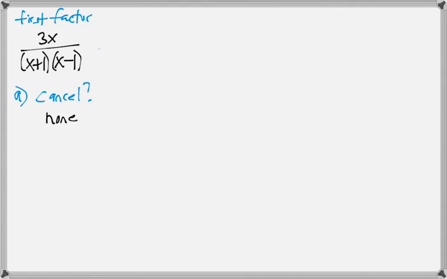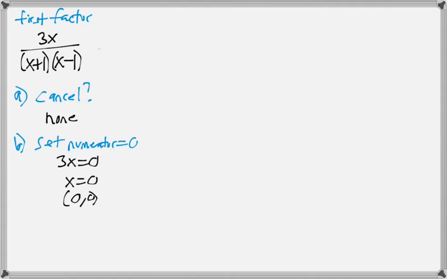So part B is the x-intercepts, and I want to set the numerator equal to 0. So that's going to be 3x equal to 0, or if you divide by 3, x is equal to 0. So this is going to be 0, 0.